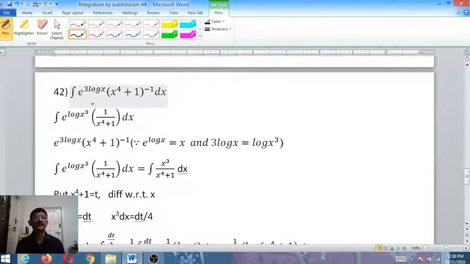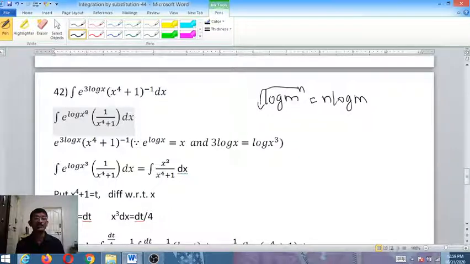We all know what e to the power of log x is. It is x. Here we have (x power 4 plus 1) to the power of minus 1, that is 1 by x power 4 plus 1. Look at this. We know what 3 log x is. If we have log m power n, I can transfer this n here, n log m. So in the same way, 3 log x can be written as log x cube. So e to the power of log x cube, e and log get cancelled.